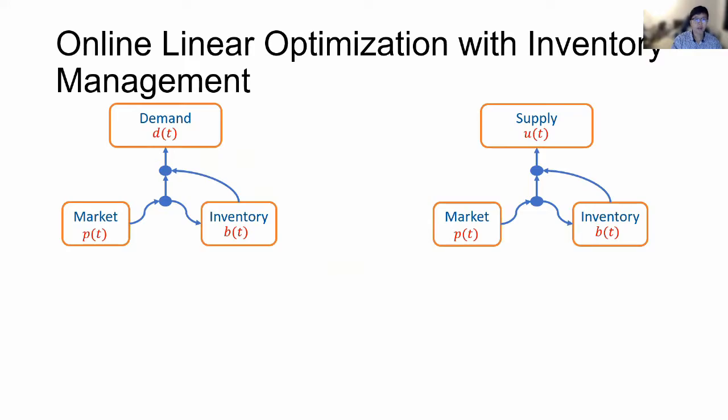In particular, the problem we'll talk about today is the online linear optimization problem with inventory management. This problem has two settings. One where we must purchase an asset from the market with time varying price P of t in order to satisfy some demand D of t. The other setting is where we must sell an asset to the market based on a time varying supply U of t. But in both cases, we have access to a local inventory B of t that can store the asset for future time slots.